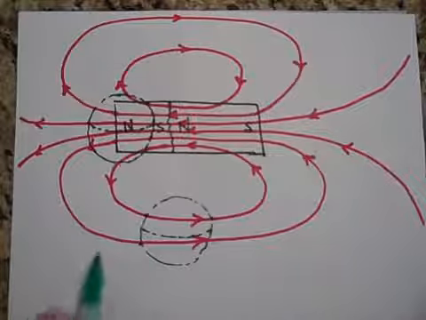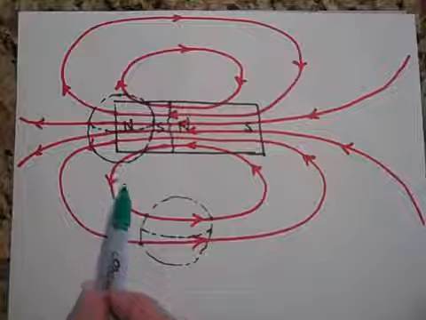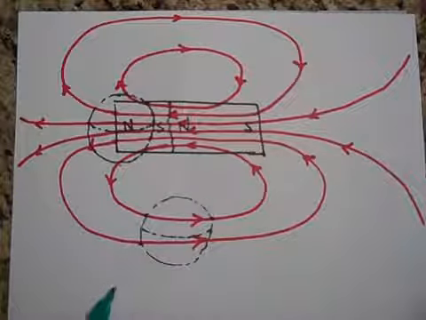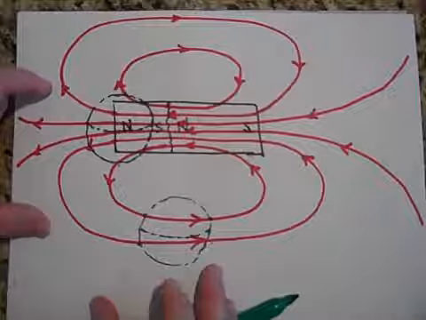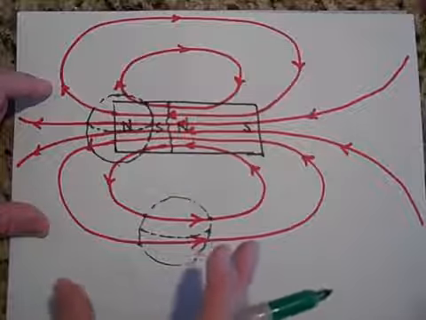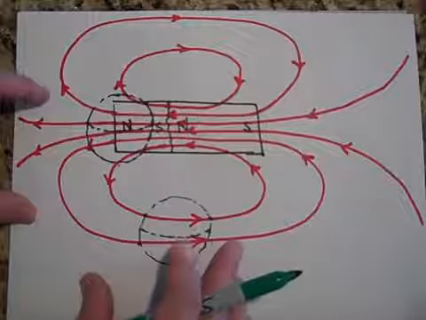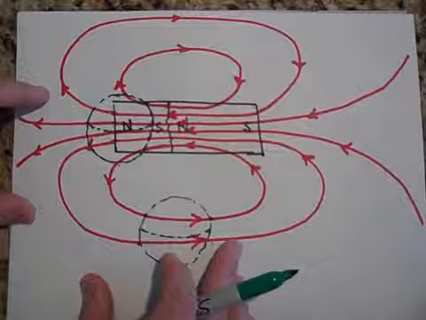Now, the thought is that if they ever find a magnetic monopole, just one pole, then this law might be broken. But for right now, I don't think they have found one yet. I could be wrong on that. You might do a search on Google to figure out if that's the case.